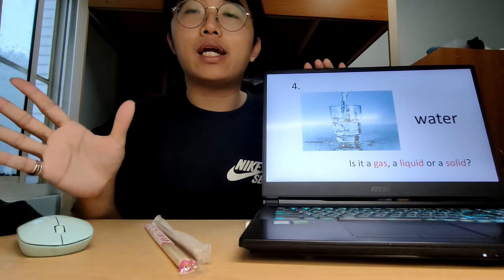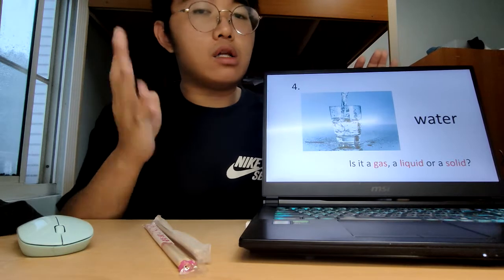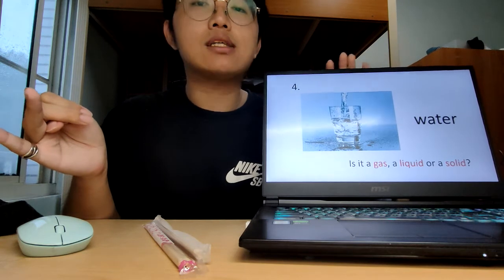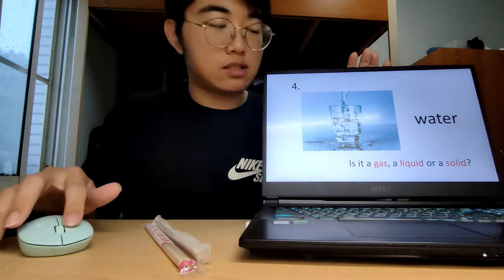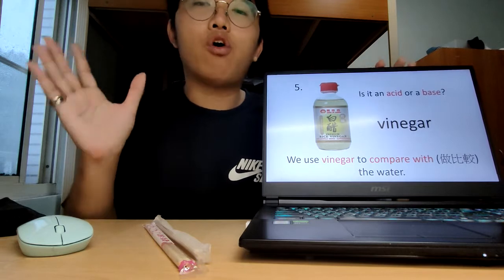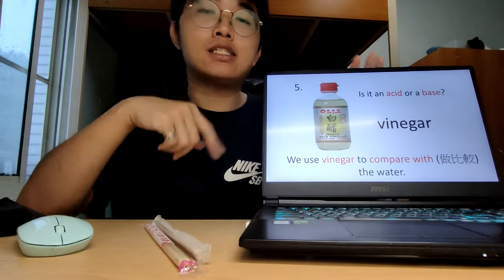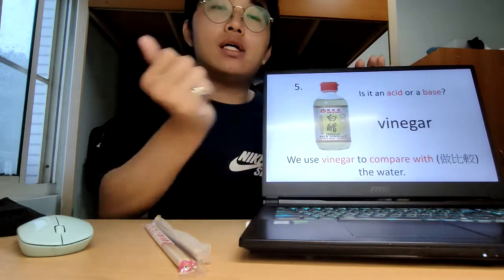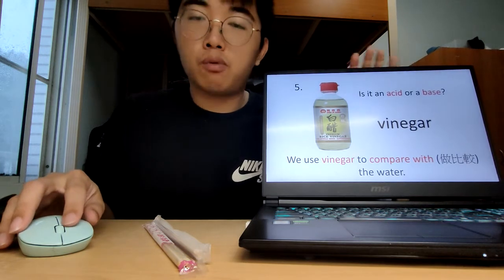Number 4, water. Okay, let's guess. Is it a gas, a liquid, or a solid? Anderson. A liquid. Very good. Number 5 is the vinegar. Everyone say vinegar. Is it an acid or a base? An acid. So why do we use the vinegar in this experiment? We use vinegar to compare with the water. One more time. We use vinegar to compare with the water.